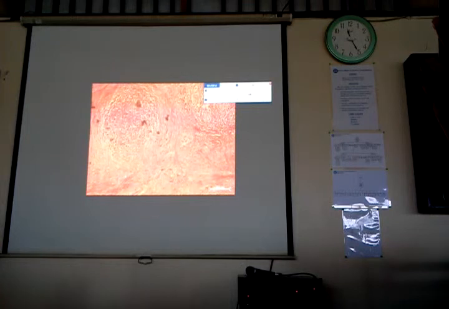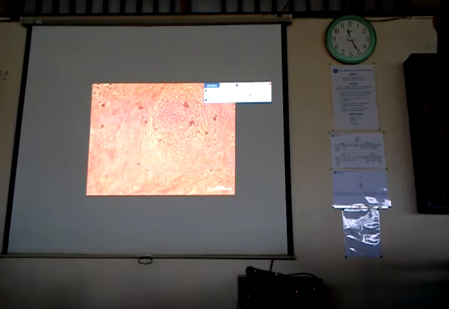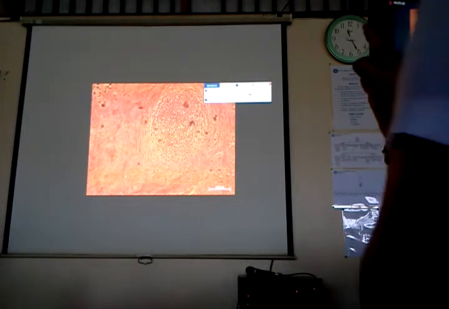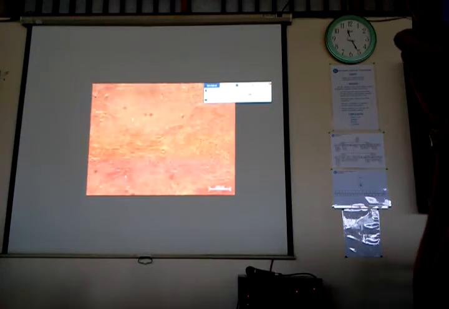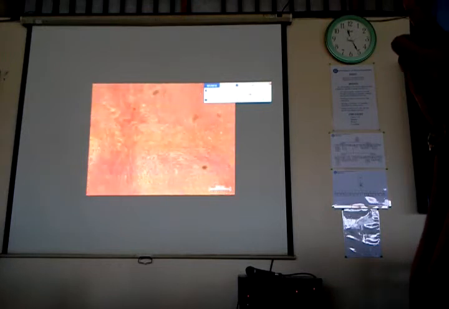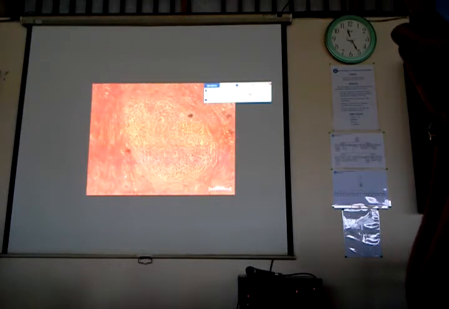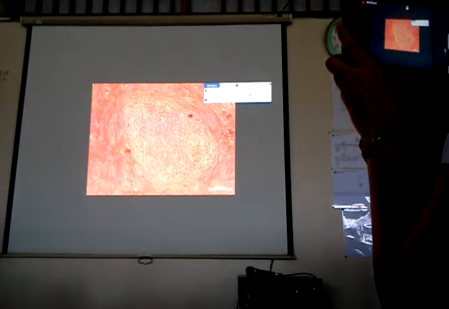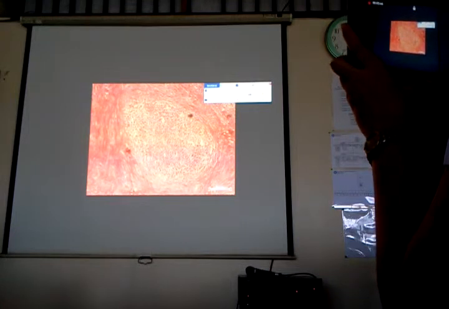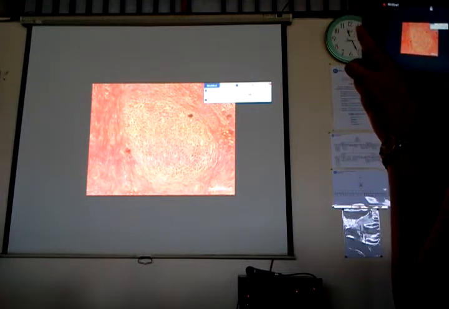So, your assignment is to read the other variants of Hodgkin's lymphoma and the characteristic variants of Reed-Sternberg cells for each subtype. So, one nodule, within that nodule, we will be able to see numerous Reed-Sternberg cells.